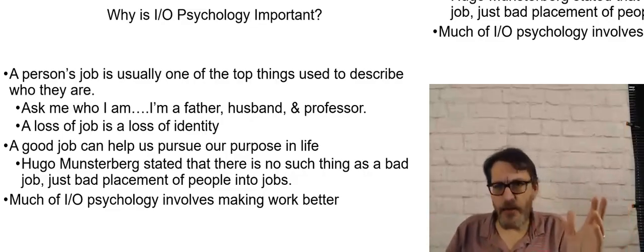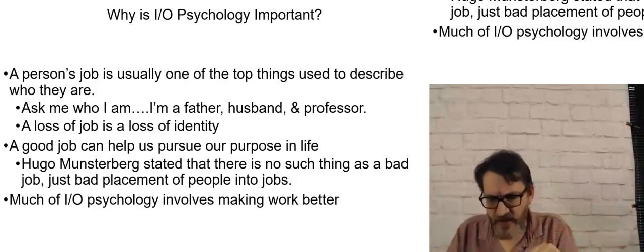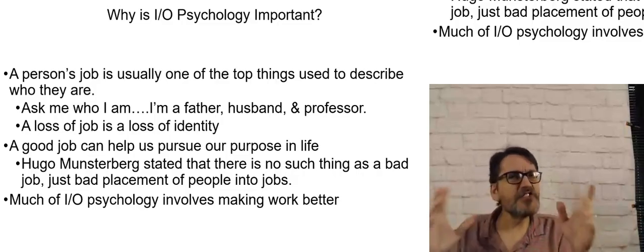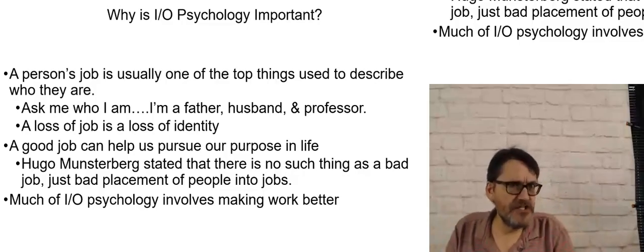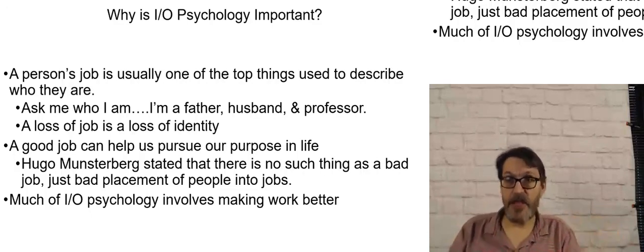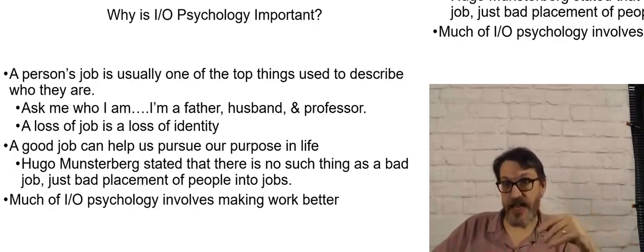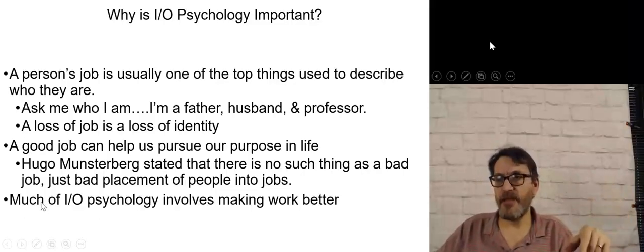And so here's a statement that we're going to come back to many times. Hugo Münsterberg, who is often considered to be the father of IO psychology, said there's no such thing as a bad job. There's bad placement of people into jobs. So every job, no matter how crappy you think it is, somebody's going to love it. So much of IO psychology involves making work better. Excellent.